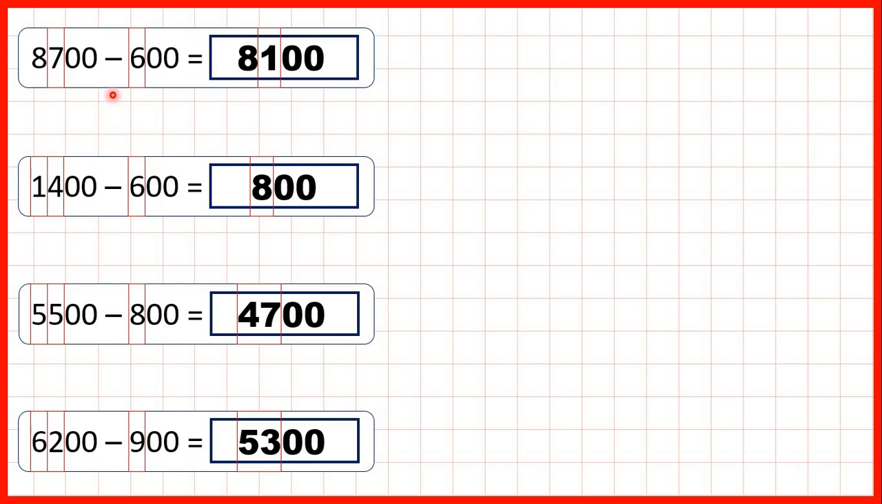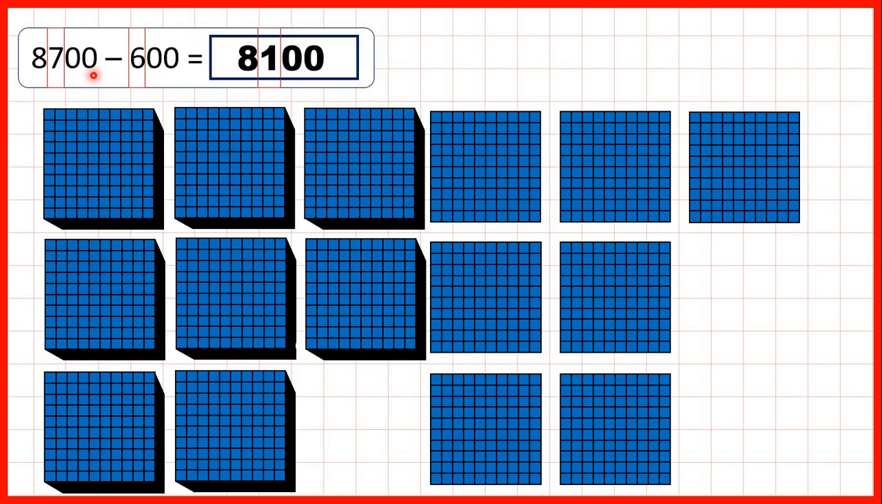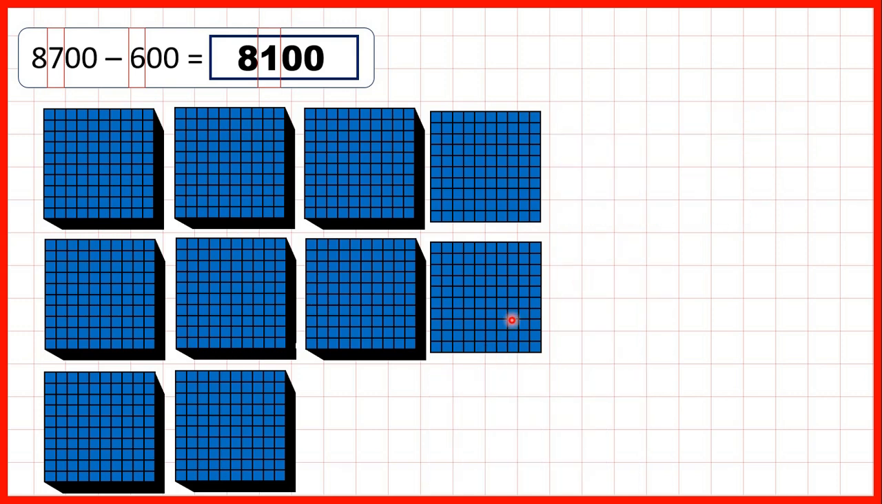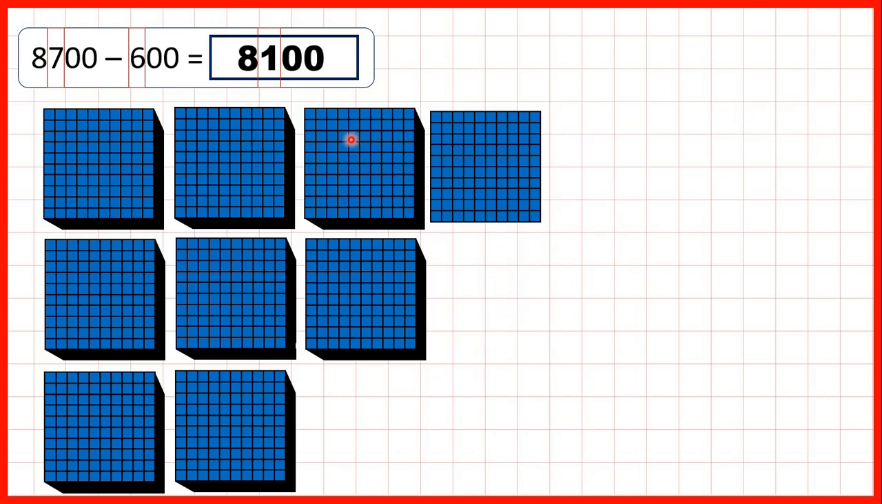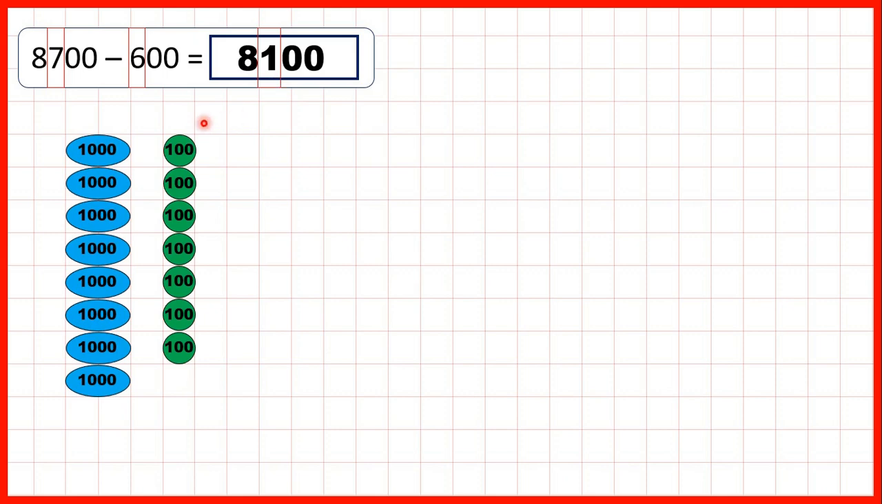Now let's take a closer look at these questions. For this first one, we started with 8,700, and to subtract 600, we can take 6 of these hundreds away. And that leaves us still with our 8,000s, but now we only have 100. Or with place value counters, subtracting 600, we can take away 6 of our 100 counters to leave us with just 100.